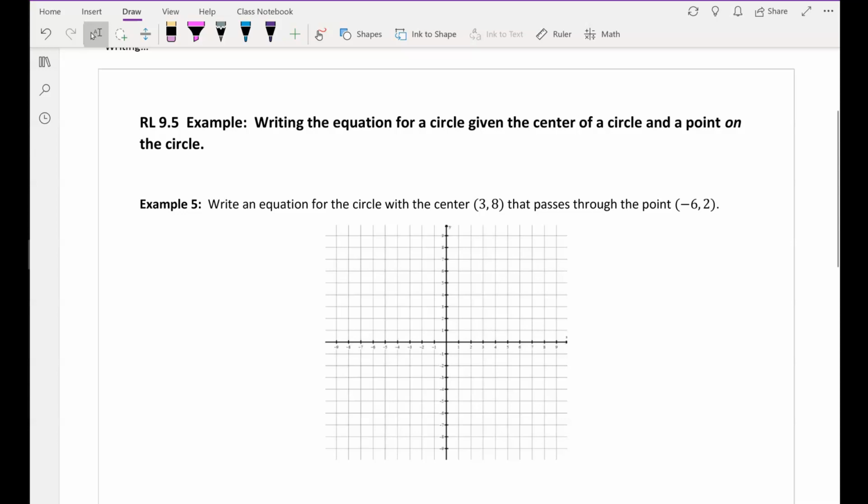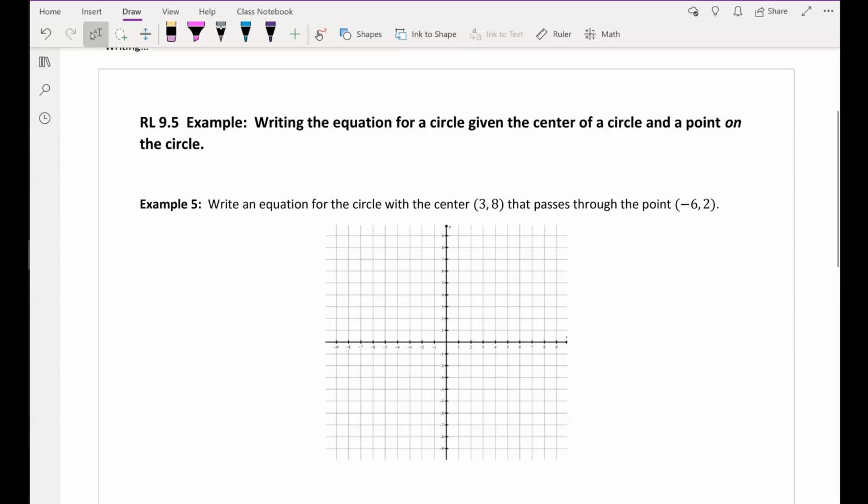All right, in this example, we're going to write the equation for the circle given the center of the circle and a point that is on the circle. I'm going to show you two different methods. For the first one, we're going to use this graph, and the first one's longer, but I think it'll help you understand the second method.